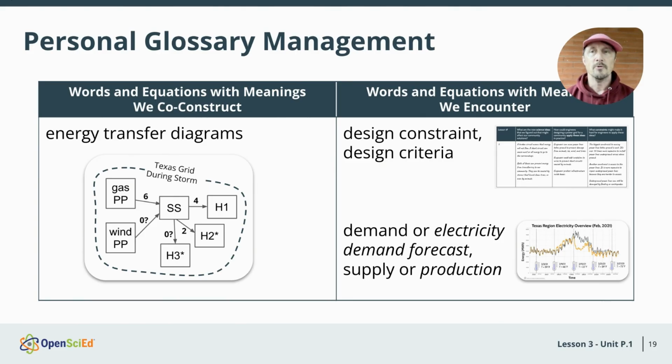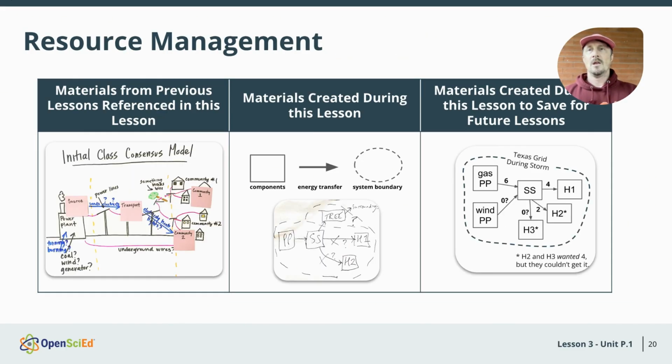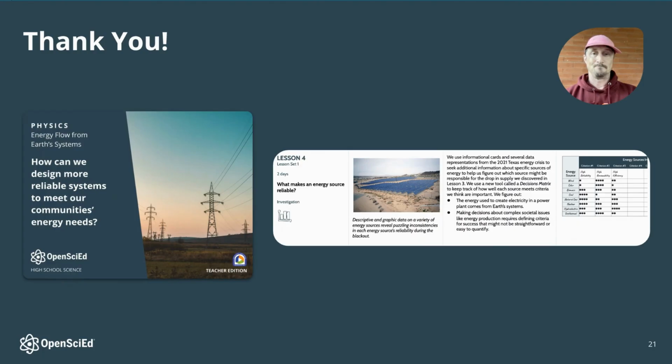Then demand or electricity demand forecast versus supply or production come up in the context of these graphs. Notice that we refer back to our initial consensus model here. We realize it's basically an energy transfer diagram with some detail added. And then we use these conventions of these energy transfer diagrams throughout the rest of the unit. So it can be helpful to have this poster with 1 or 2 scenarios on the wall so that students can refer to it when making their own diagrams in the future.